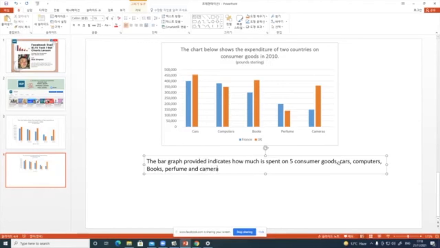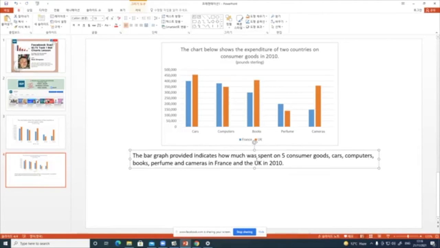Okay, so the bar graph provided indicates how much is spent on 5 consumer goods: cars, computers, books. Why is that capital? Let's get rid of that. Perfume and cameras. And let's change is to was, because as I mentioned before, it's 2010, so it's finished. How much was spent on 5 consumer goods: cars, computers, books, perfumes, and cameras in 2 countries, or let's just put the names of the countries to keep it brief. France and the UK in 2010. Okay.